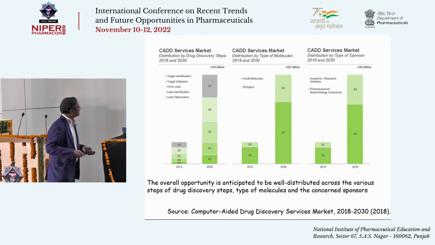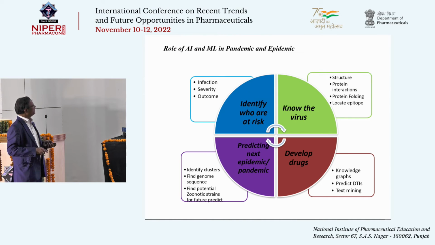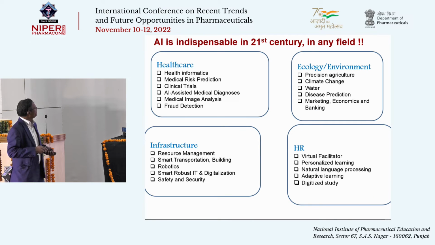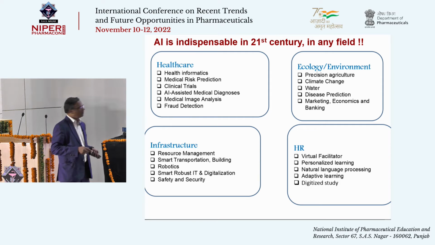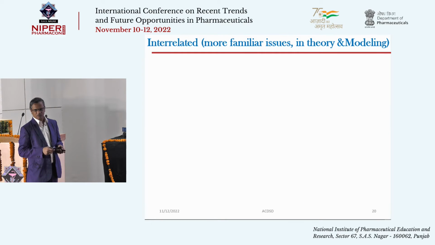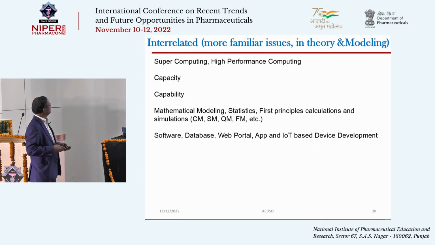I will go through it quickly because I just wanted to tell you that even in the pandemic, artificial intelligence and machine learning have played a very important role. Artificial intelligence is indispensable in the 21st century in any field. I will try to come back to this. But more importantly, I wanted to address a particular problem, especially in the context of India. Most of us who are doing computations are looking at supercomputing, high performance computing, capacity, capability, mathematical modeling, statistics, first principles calculations and simulations.